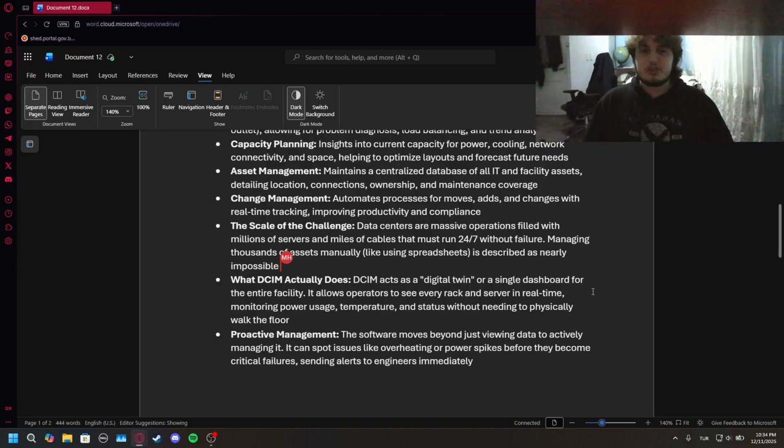Proactive management. The software moves beyond just viewing data to actively managing it. It can spot issues like overheating or power spikes before they become critical failures, sending alerts to engineers immediately.